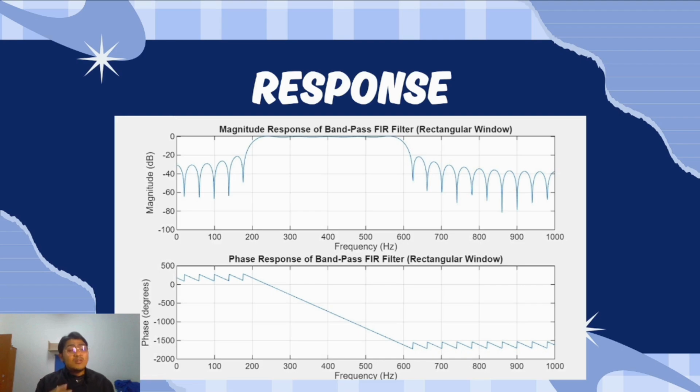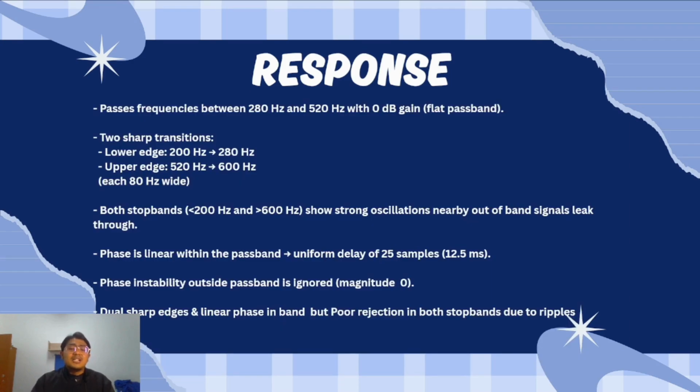To conclude, the rectangular window band pass filter provides sharp band edges and linear phase within the pass band, but exhibits oscillations in both stop bands that reduce its ability to fully reject unwanted frequencies. So each of these filters, low pass, high pass, and band pass, demonstrates the classic behavior of rectangular window FIR design: sharp transition and linear phase, but with oscillation in the stop band that limits suppression capability. While useful for learning and certain real-time applications, more robust design often requires smoother windows like Hamming or Kaiser.